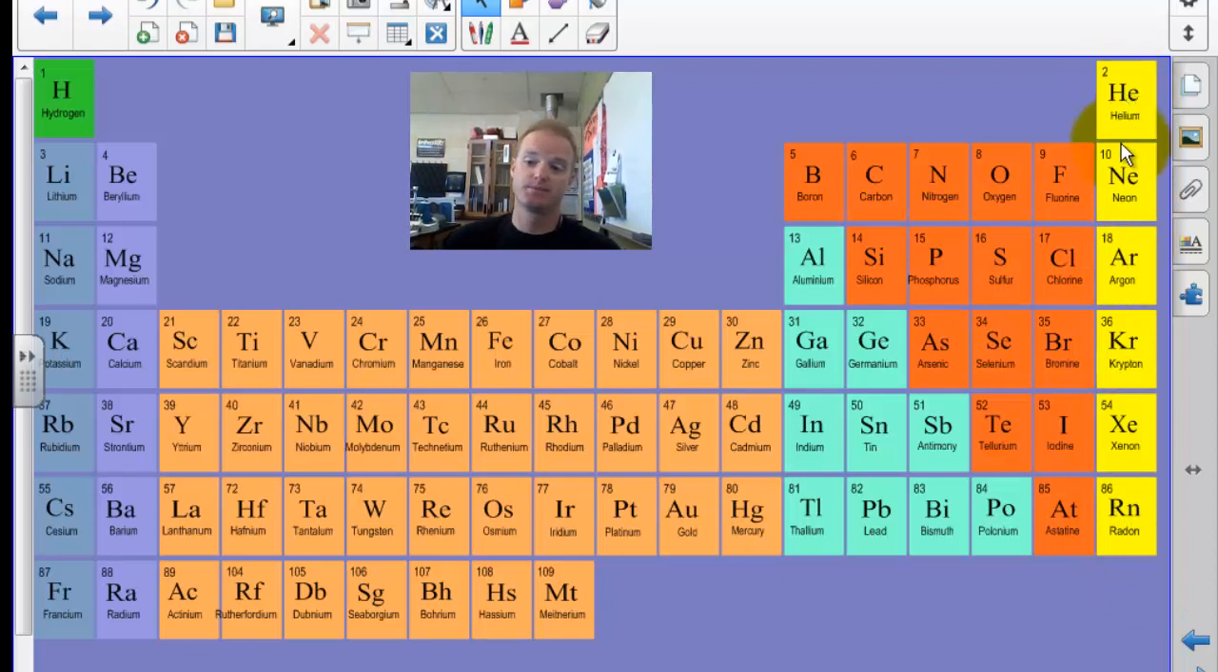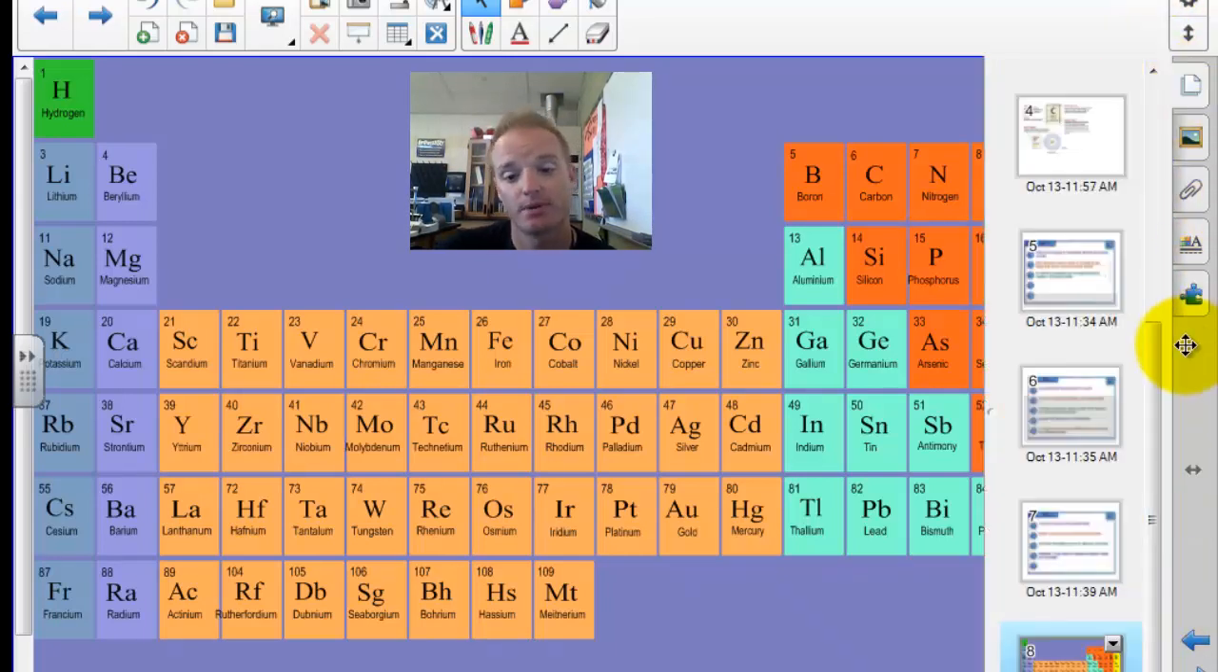These elements are known as the noble gases, which means they do not react with really anything because their electron shell is filled up. We'll talk more about that later on. But that's the idea of a group or a family. All these columns, the up and down columns, are in the same group, so they have similar properties.